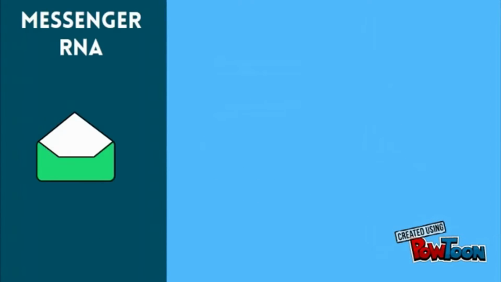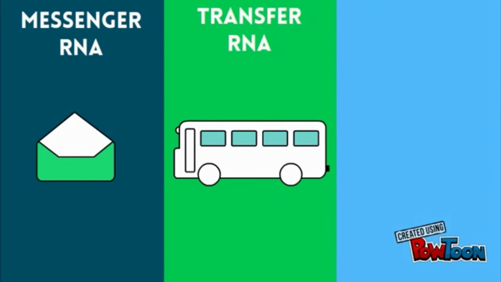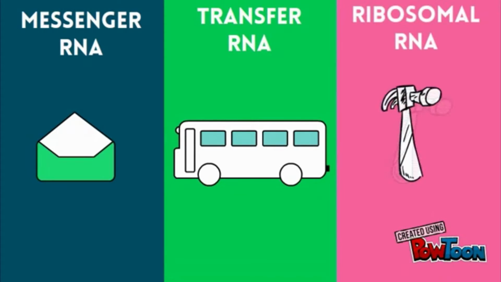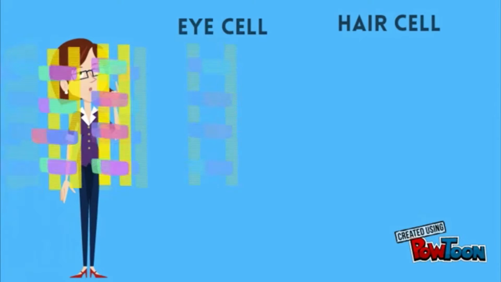RNA can also be split into three roles. These are messenger RNA, which carry the genetic message out of the nucleus to the ribosomes; transfer RNA, which transports the amino acids to the ribosomes; and ribosomal RNA, which assembles the amino acids to make polypeptides which help make the protein. So how does the body know whether to give you freckles or not?